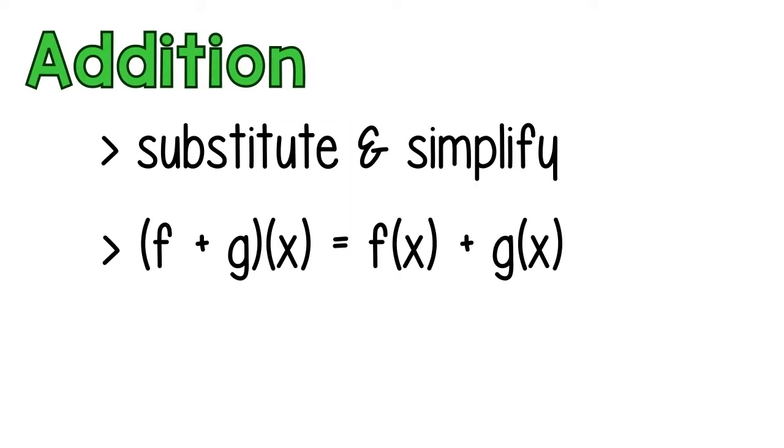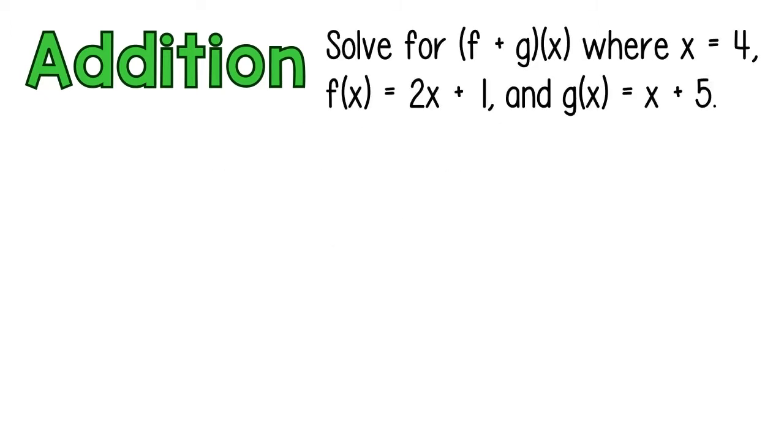The function of f plus g of x is equal to the function of f of x plus the function of g of x. For example, let us solve for the function of f plus g of x where x is equal to 4, and f of x is equal to 2x plus 1, and g of x is equal to x plus 5. Given the definition mentioned before, the function f plus g of x is equal to the function of f of x plus the function of g of x.